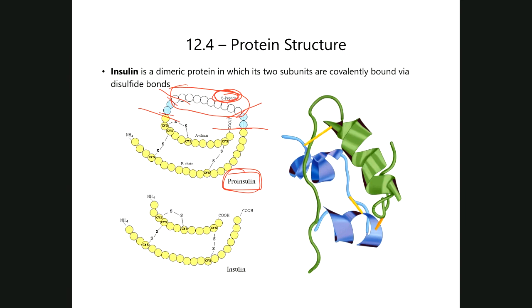So insulin is actually a protein that has quaternary structure, because if you notice, there's actually two components. There's this piece, and I'm gonna change colors, and then there's this piece. And if you realize, the two pieces are actually joined to each other covalently, in this case, via disulfide bonds. Okay, so insulin can be considered a protein having quaternary structure. So just a little bit of information about C-peptide.